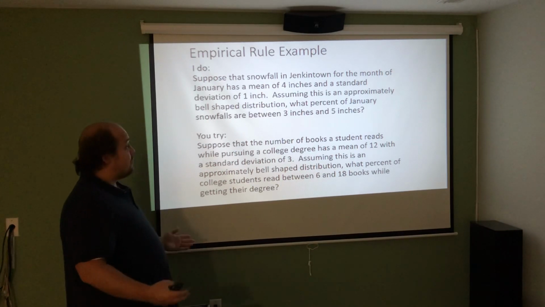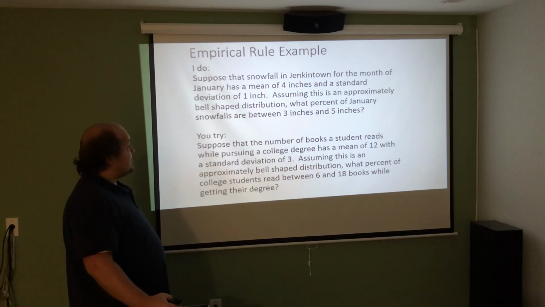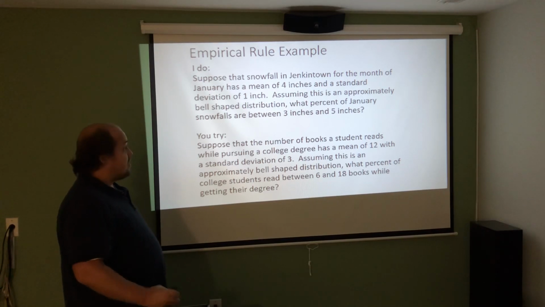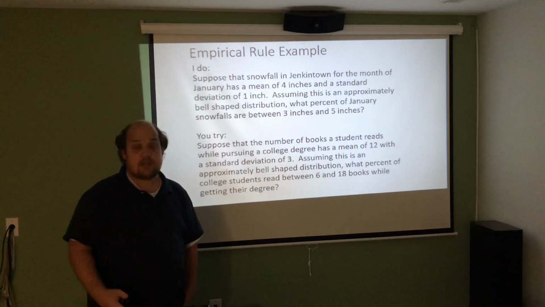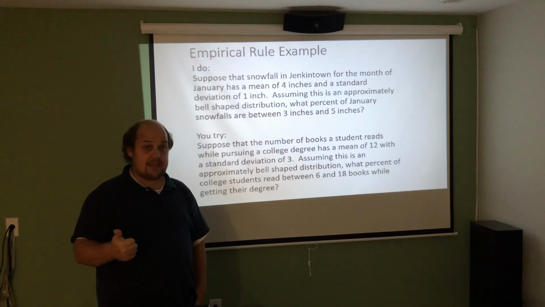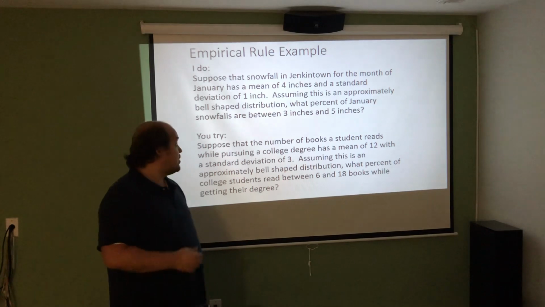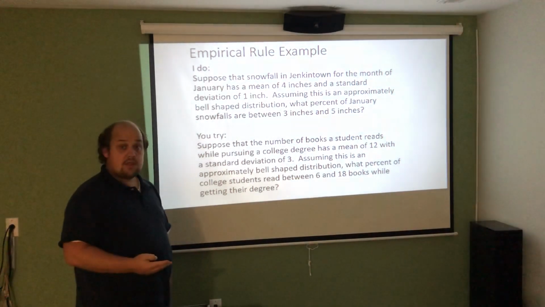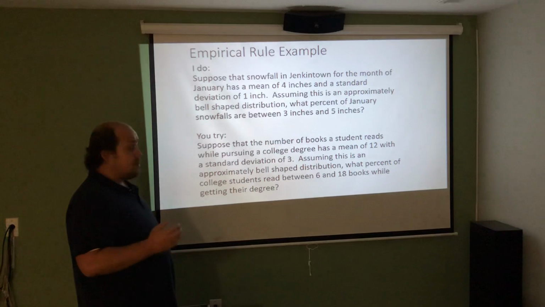So, here's the way a question could be asked. Suppose that snowfall in Jenkintown for the month of January has a mean of 4 inches and a standard deviation of 1 inch. Assuming this is an approximately bell-shaped distribution, what percent of January snowfalls are between 3 and 5 inches? The way I would solve this is I would start by picking out 4 key numbers in the problem. The first number I need is the mean, then the standard deviation, and then 2 between numbers. So I pick out that the mean is 4, the standard deviation is 1, and the between numbers are 3 and 5.